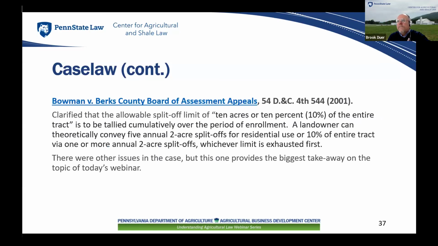There is another case that's kind of interesting in that it just clarifies this whole idea that you have this lifetime limit of 10% of the enrolled tracts, or 10-acre total, for the residential lot split offs. That's actually what was at issue in that case. So that's the only thing that this case really says.